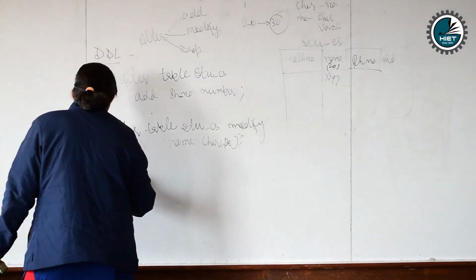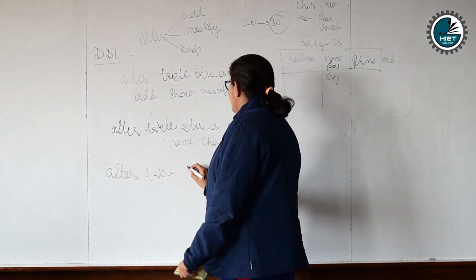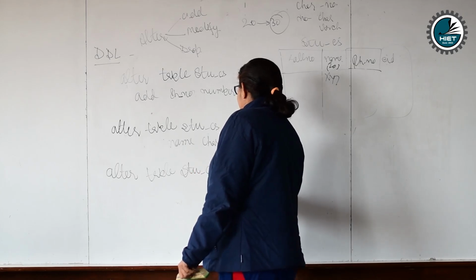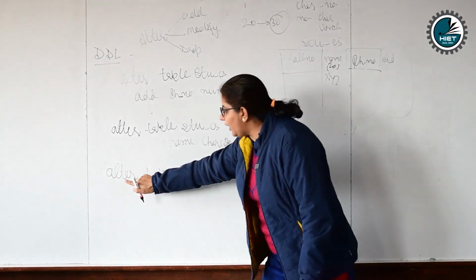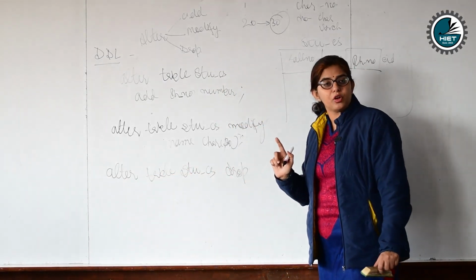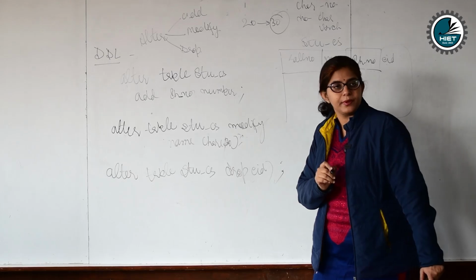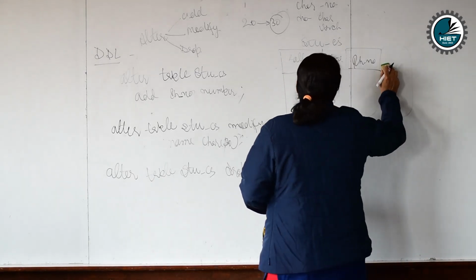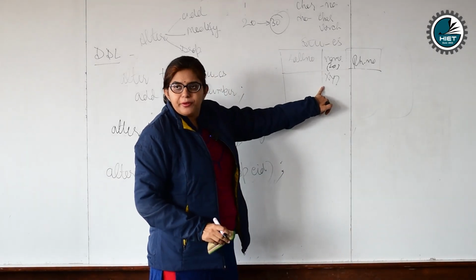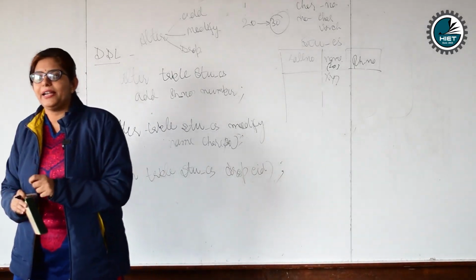So what I will use: alter table, table name is student underscore CS, drop. This alter with drop removes a particular column from a table. Which column do I want to drop? EID. This is email ID, semicolon. If I execute this command, this EID, email ID will be dropped from the table. Now there will be no column like email ID in the table.